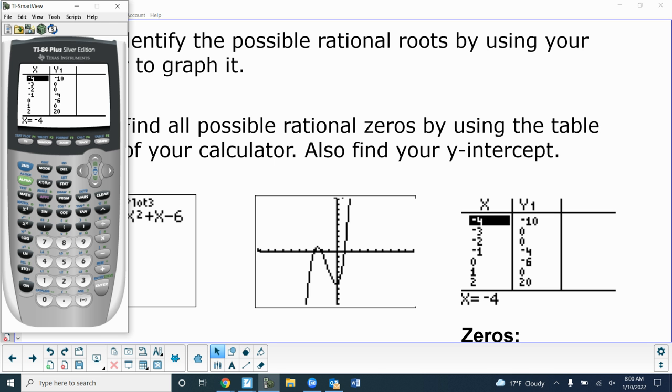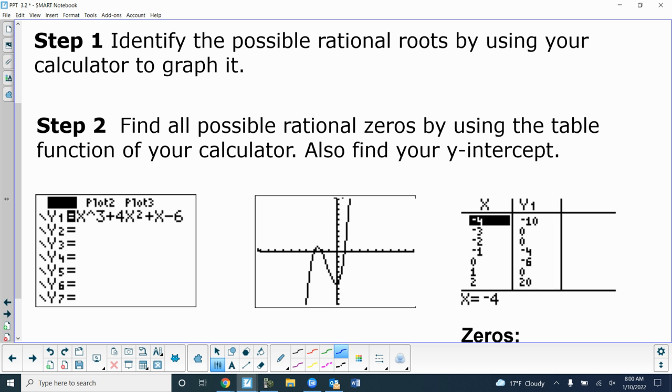Okay? So the zeros is when it crosses the x-axis. Okay? That's these points. There, there, and there. Which is also in my table when y is 0. At -3, -2, and at 1.